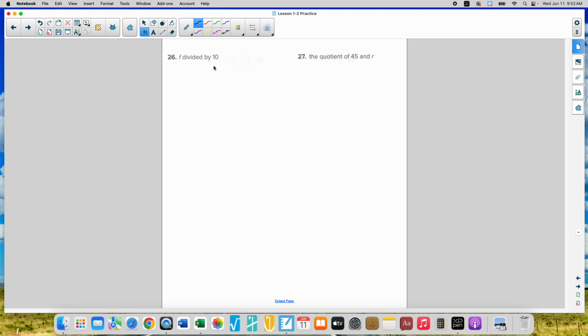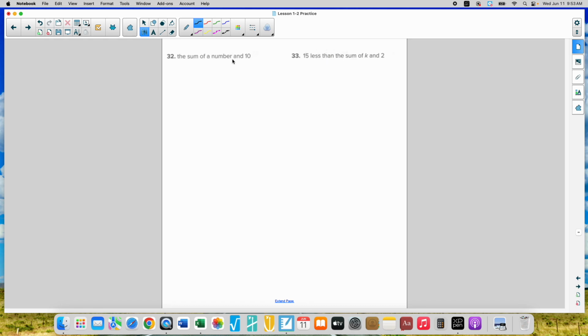4 divided by f, f divided by 10. The quotient, which means division, of 45 and r looks like that. 3 times a number plus 16, excuse me, not 6, 16. 18 decreased by 3 times d. 18 decreased by 3d. See how much faster and easier? K squared minus 11. 20 divided by t to the 5th power.